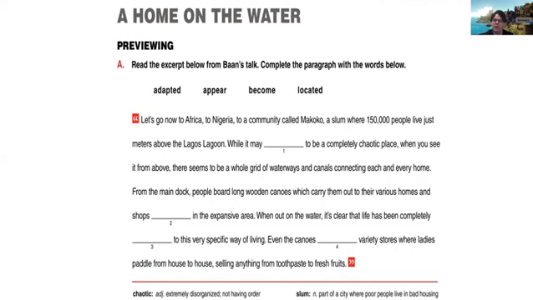When out on the water, it's clear that life has been completely blank to this very specific way of living. Even the canoes, variety stores where ladies paddle from house to house, selling anything from toothpaste to fresh fruits. And on the bottom, chaotic slum. All right, so for as long as you need to look at this and put the words in the correct place, you can pause the video now.